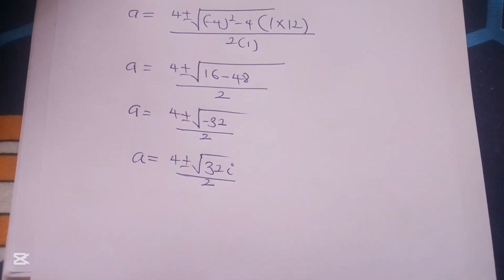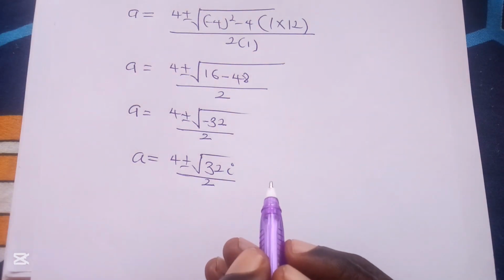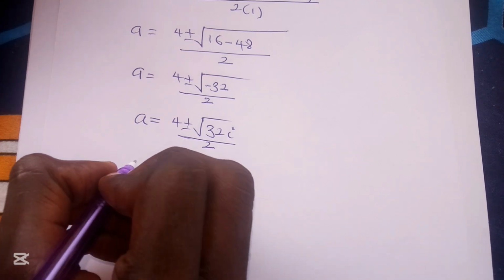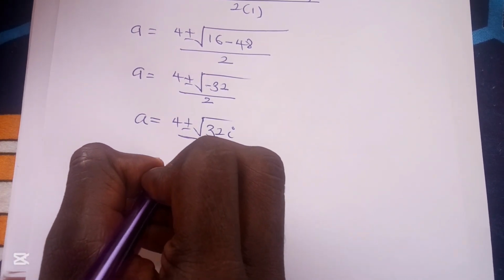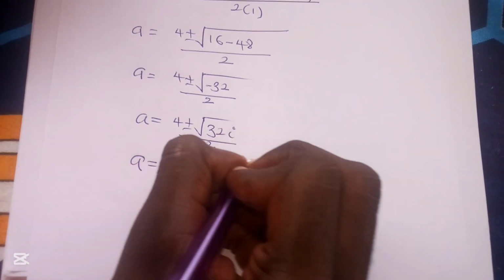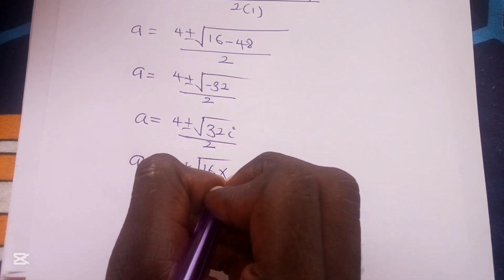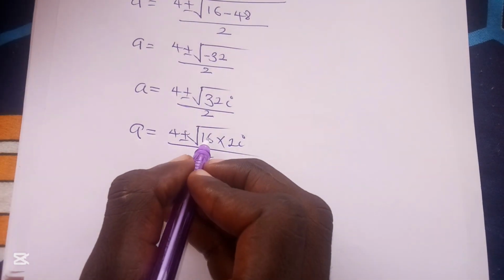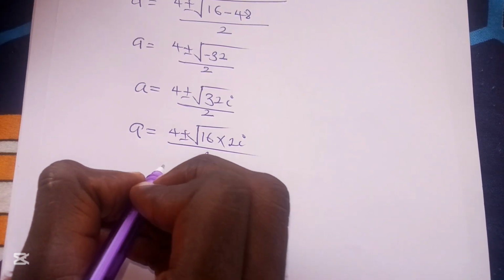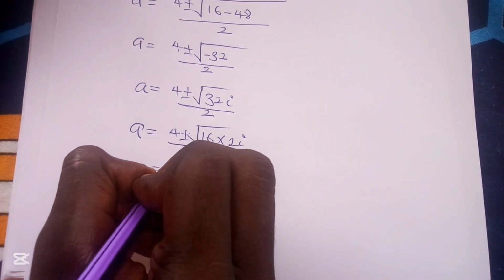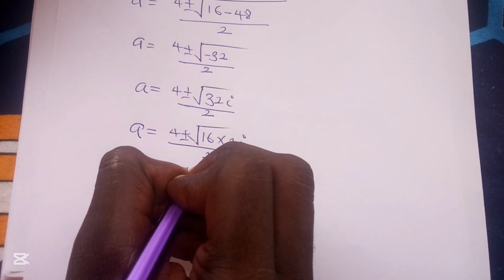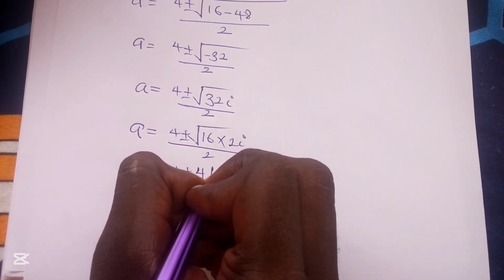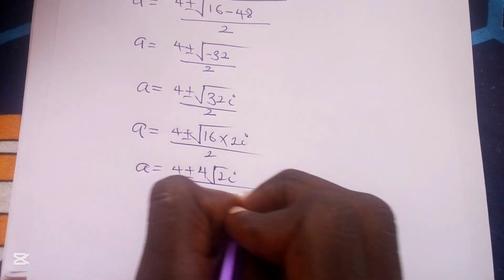You can leave your answer like this, or we can simplify it by saying a is equal to 4 plus or minus the square root of 16 times 2i, divided by 2. We know the square root of 16 is 4. Then a becomes 4 plus or minus 4, that is outside, then root 2i, divided by 2.